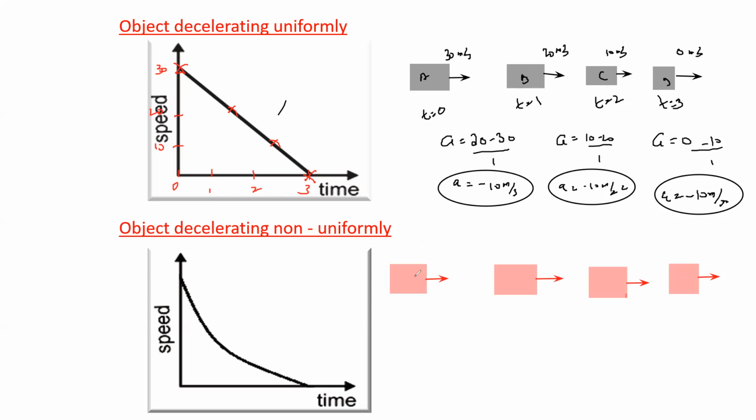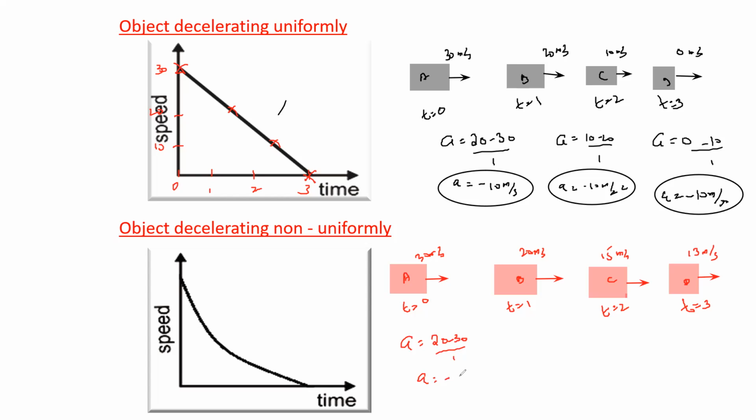For example, it was 30 at A, at B it is 20, at C it is 15, and at D it is 13. This is when time is equal to 0, time is equal to 1, time is equal to 2, and time is equal to 3. When we calculate the deceleration, the change in velocity is 20 minus 30 divided by 1.